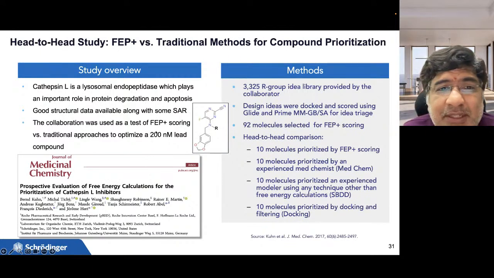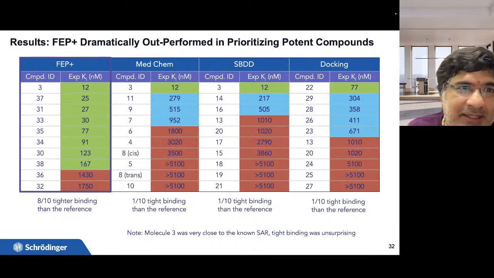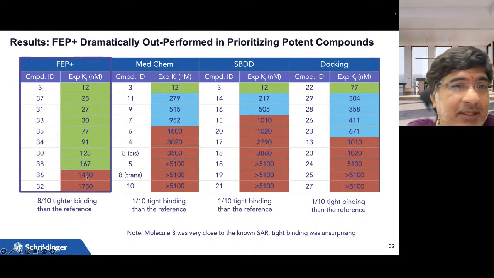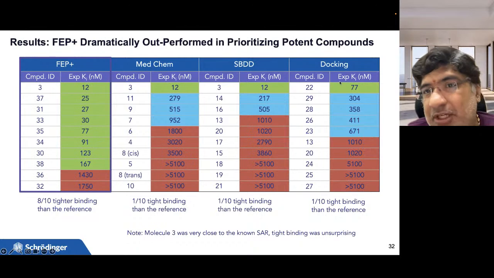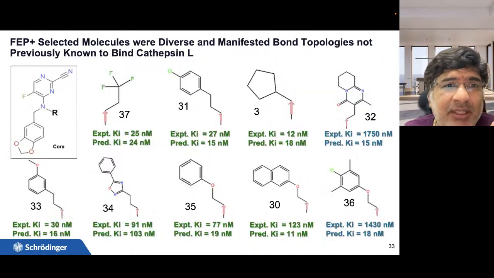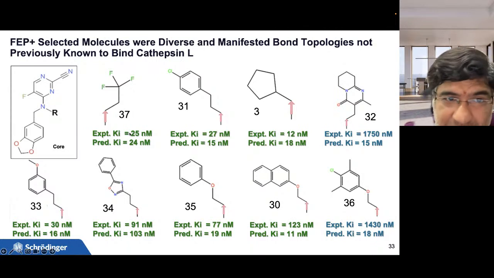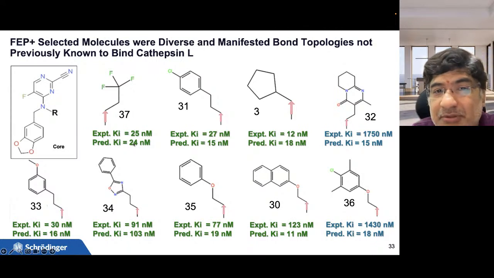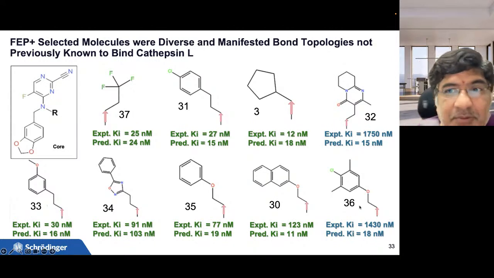So enzyme inhibition should be less than 200 nanomole. Out of 10 molecules, who would be successful in identifying the most molecules? That was the competition. If you see here, based on Schrodinger FEP, we had 80% success. The rest of the groups had only one molecule, that means 10% success. So these were the molecules. This is the scaffold, and these are the different substitutions. You could see actual activity was 25 nanomole, computer prediction was 24. Here 27, 15. Of course, for a few molecules we went wrong. So 20% we went wrong.